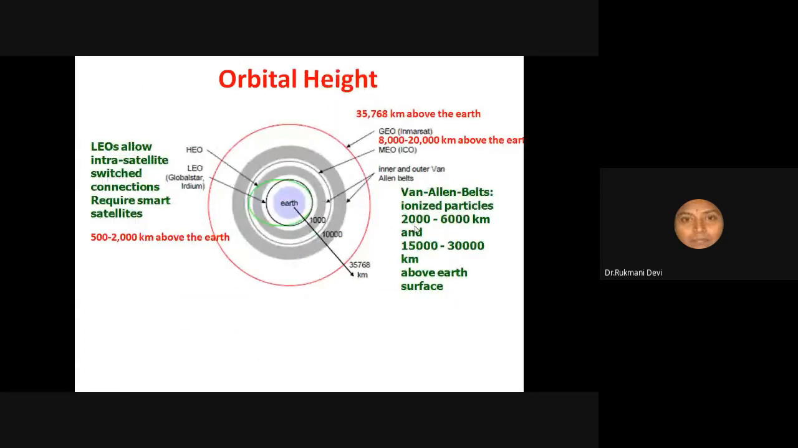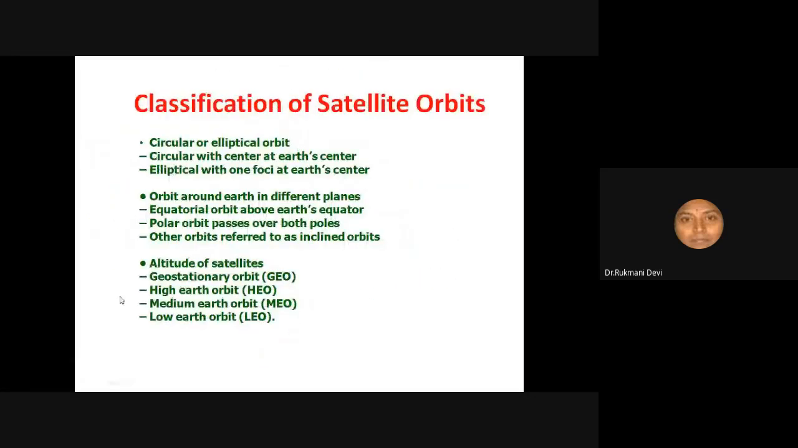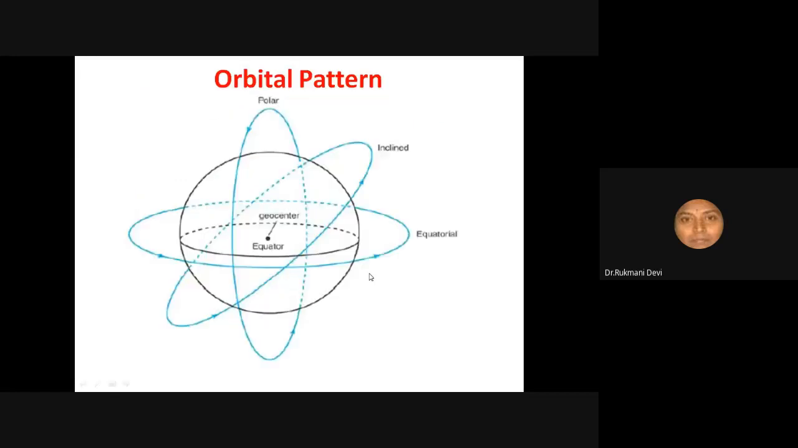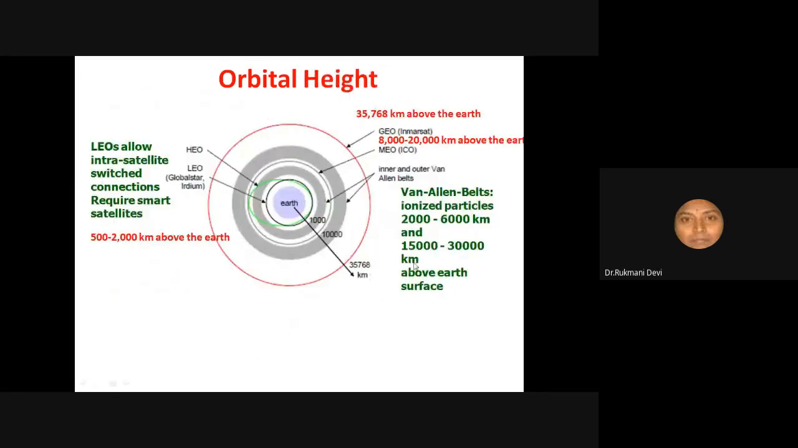The next one, orbital height. That is based on the height, which is nothing but the altitude of the satellite. Based on this, it is classified into 4. These 4 I have given in the diagram. This is called a geostationary orbit. Now you have the Earth at the center, and it is classified into 4.